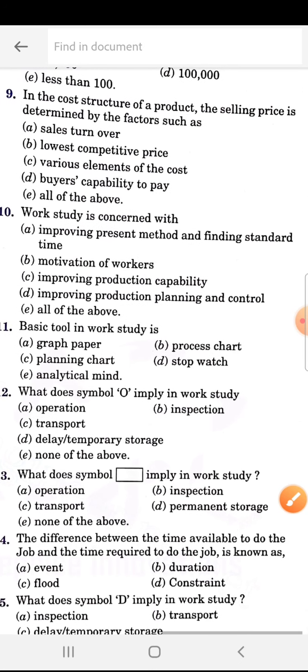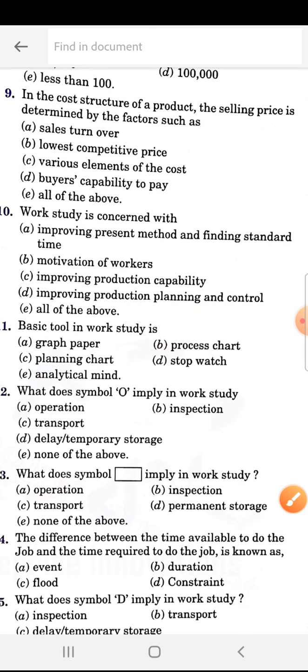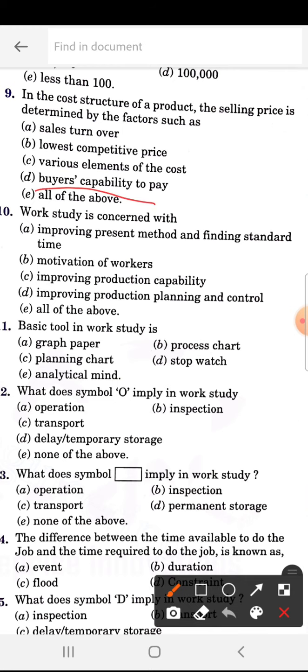Okay, in the cost structure of a product, the selling price is determined by factors such as all of these above. Selling price will be determined by sales turnover, how much turnover we are doing, and the lowest competitive price, variable elements of the cost, and the buyer's capability to pay. According to all these things we will decide the selling price.